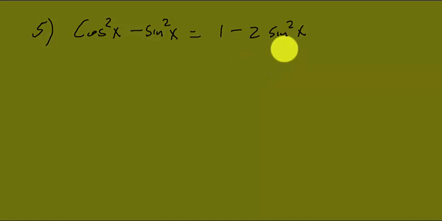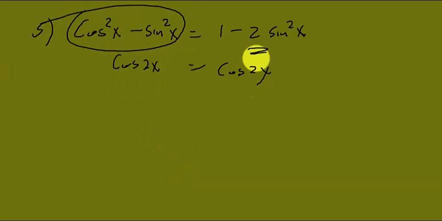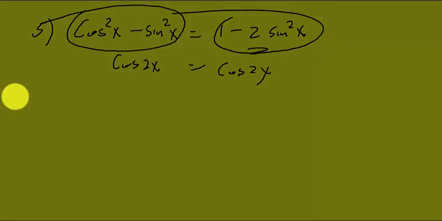There's a quick way of doing it and there's a long way of doing it. What's a quick way to get it? This is cosine of 2x. It's on the board. Same thing. Done. So if you know your trig identities, you can just do that. Okay, number 6.